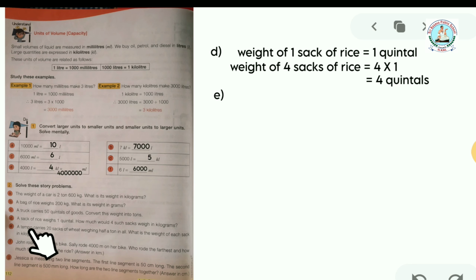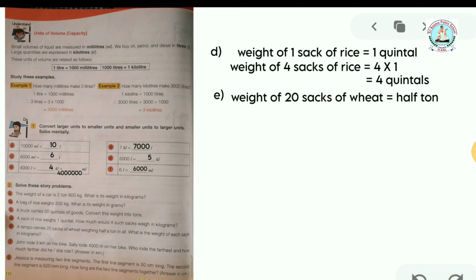E. Yes, a tempo carries 20 sacks of wheat weighing half a ton in all. What is the weight of each sack of wheat in kg? So a tempo is carrying 20 sacks of wheat, and the weight of those 20 sacks is half a ton. 1 ton means 1000 kg, so half ton means obviously 500 kg, which means the weight of 20 sacks of wheat carried by that tempo is 500 kg.